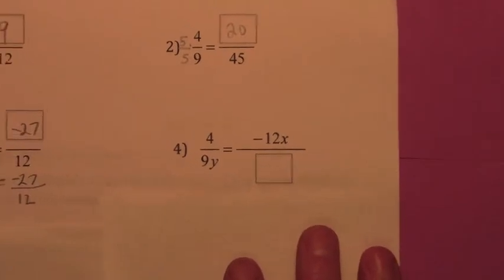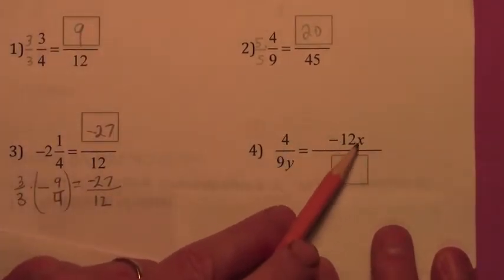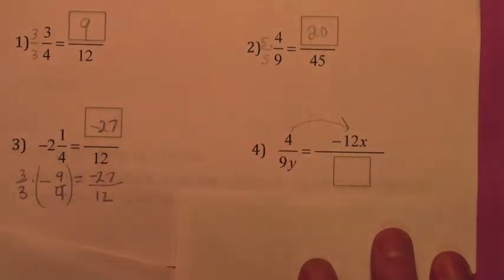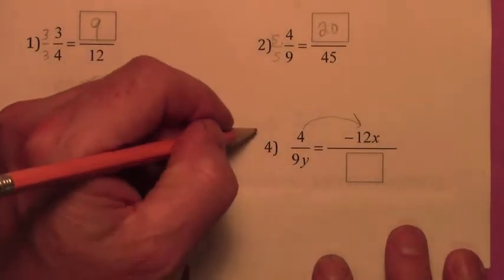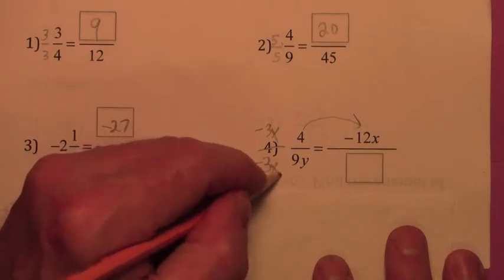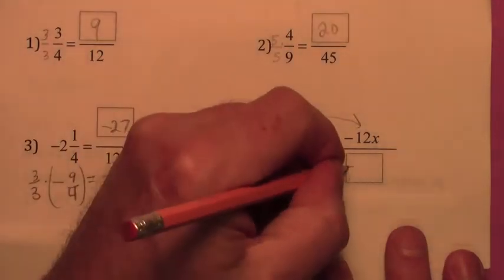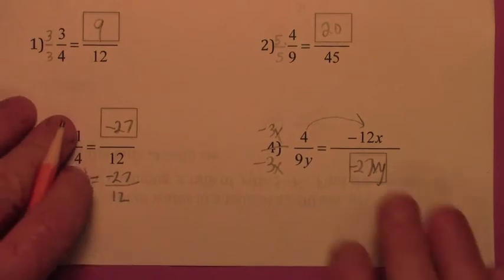Here's a little harder one. We've got 4 over 9y equals -12x over something. So the question is, what did you multiply 4 by to get -12x? How about -3x, right? -3x. So if you multiply the bottom by -3x, it should be equivalent. So what does the bottom have to be? -27xy, isn't that right? So that's how it works.